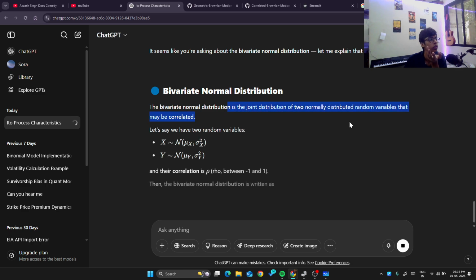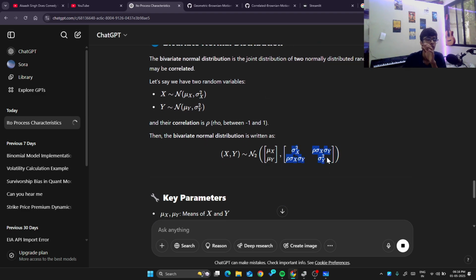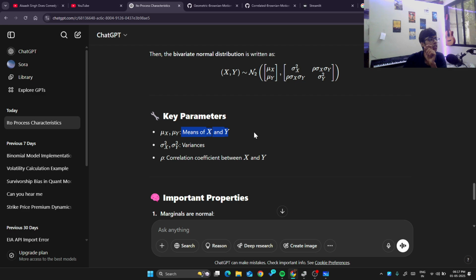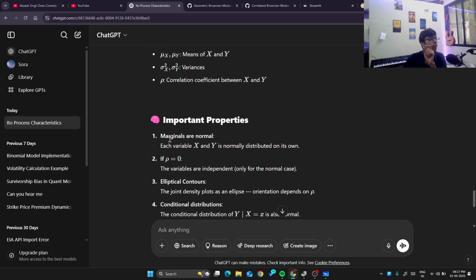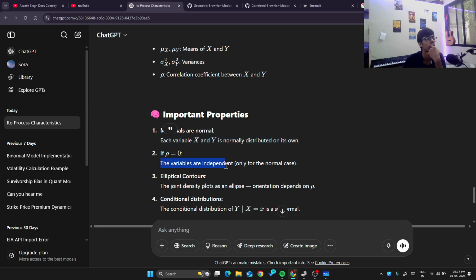It is the joint distribution of two random variables, and there is a covariance matrix. So how covariant it is, what the relation between the two variables is, like if mu of one process is like this, then what is the probability of this happening? It is a covariance, correlation matrix, rho in between. The key parameters are: variance is this, covariance is here, the marginals are normal, each X is normally distributed, and rho is 0. Independence holds only for the normal case.